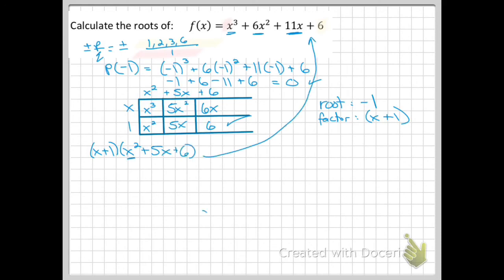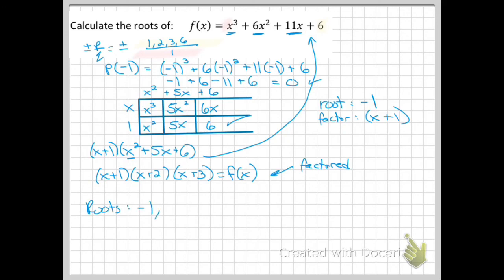But now I have a quadratic, so instead of doing p over q again, I'm just going to do normal factoring. It's up to you to practice your factoring. X plus 2 and x plus 3 would multiply to give me that. So this is my function. I'm just out of space, so I'm going to write it there. It's in factored form. So my roots, because it says calculate all the roots, are negative 1, zero product property, negative 2, and negative 3. Okay, hopefully that helps you with finding all the roots.